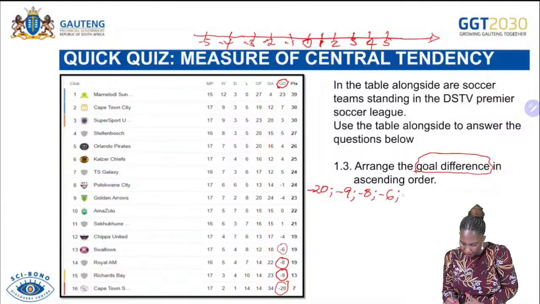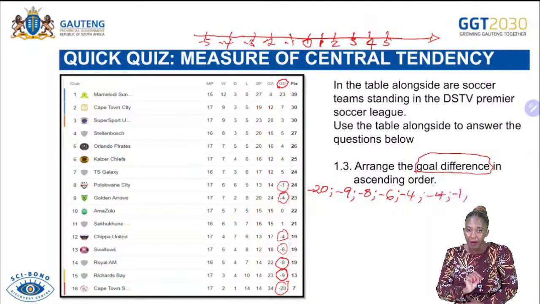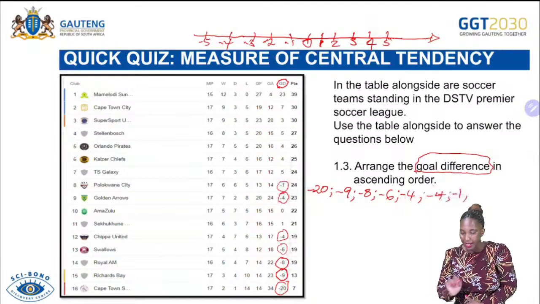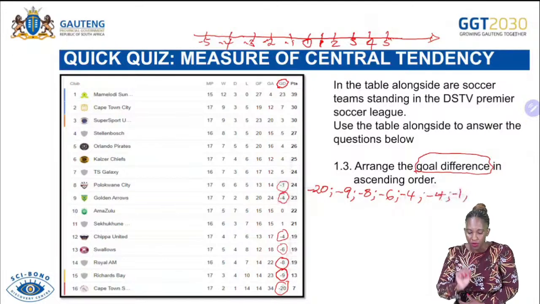From negative 6, we have negative 4. And then from negative 4, we have another negative 4. Here's our other negative 4. And then what else do we have? We have negative 1. As soon as I spot a number, I circle it and then I write it down so that I know I'm done with that number.